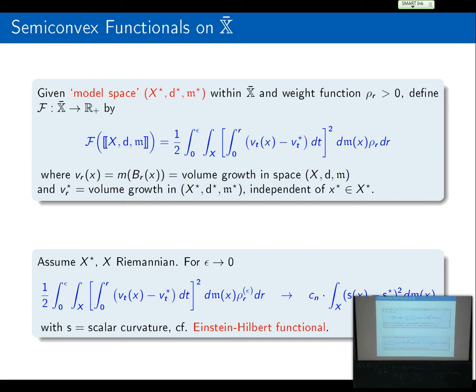If for small radius we look at this, it's not hard to see that for manifolds, this converges to the difference of scalar curvature, because the volume growth of balls on small scales is determined by the deviation from the Euclidean volume, which depends on the scalar curvature. So we have the scalar curvature of the space where we are, and the scalar curvature of our model space, and the limit as epsilon goes to 0 is just this difference of scalar curvature squared. And we know if we drop this normalization by S star and the square, then the gradient flow for this would lead to the Ricci flow.